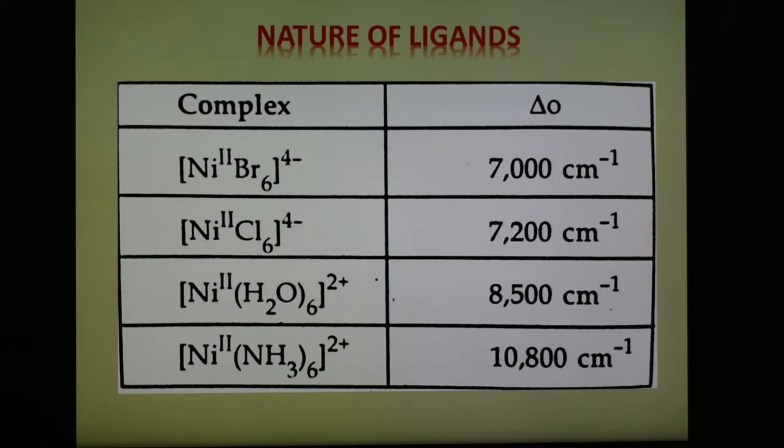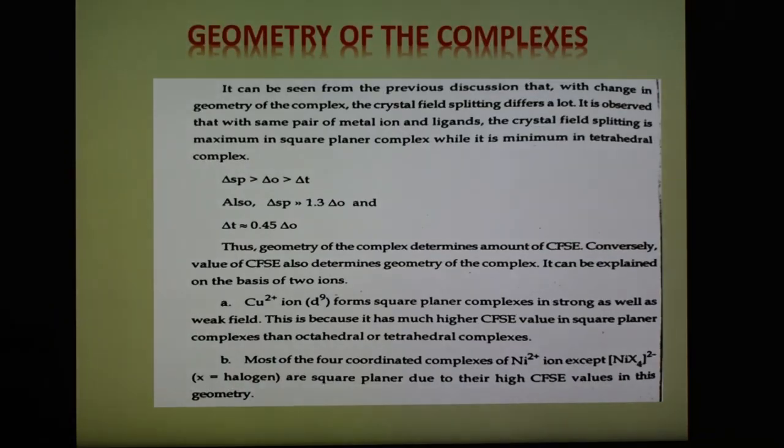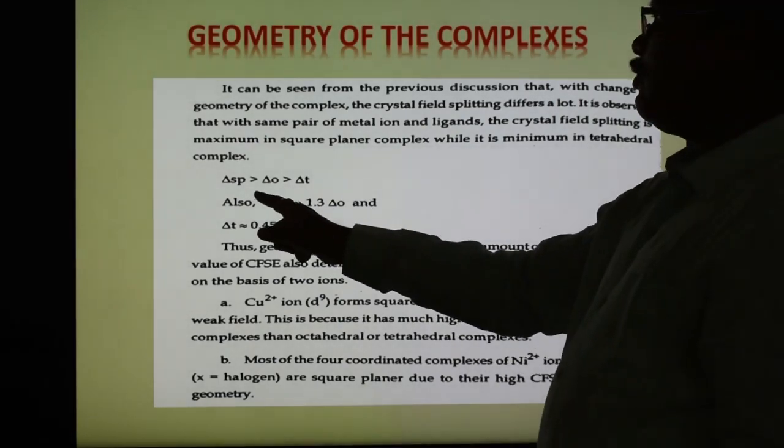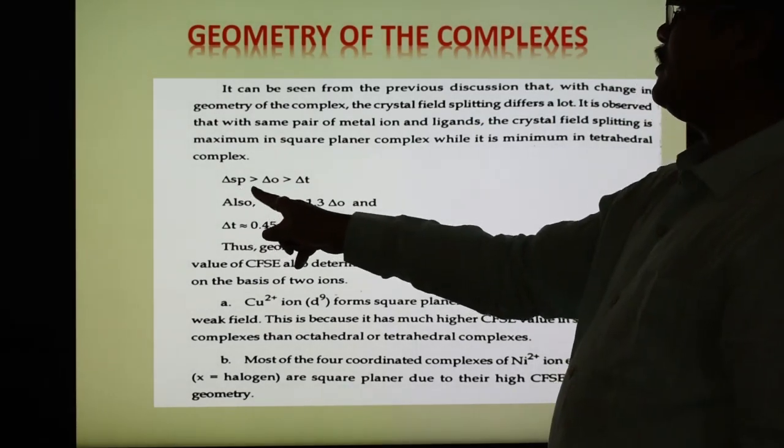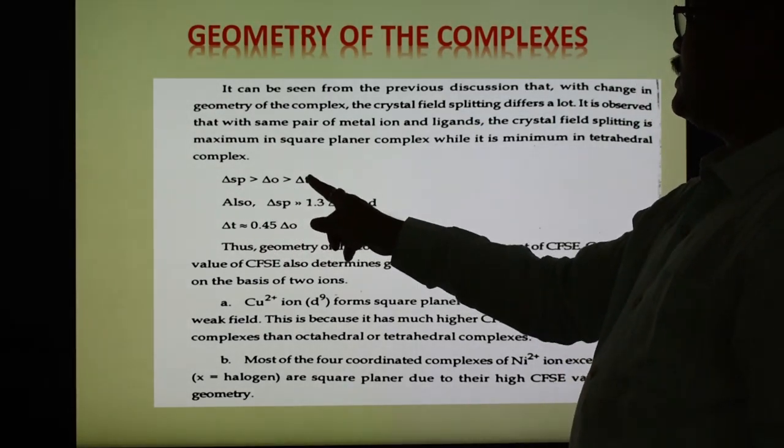And now another factor is there, the third factor: geometry of the complex. Generally three geometries are there: octahedral geometry, tetrahedral geometry and square planar geometry. The splitting of the d orbital in all three geometries we have already seen, and we have seen that delta SP is greater than delta O and delta O is greater than delta T.